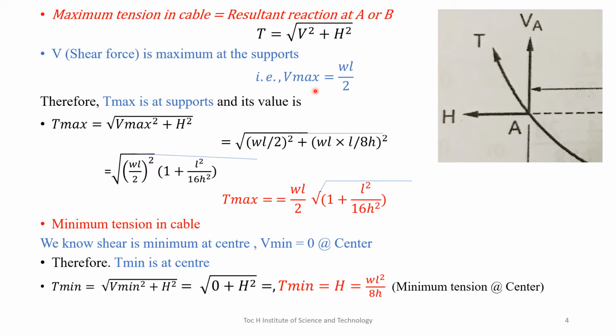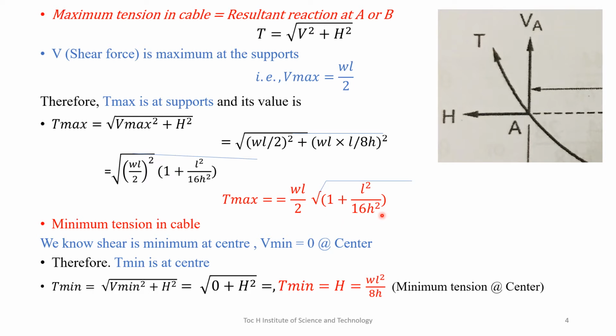Then if the span is symmetric, both the supports have equal shear, that is equal to wL by 2. Then the maximum tension is equal to the square root of (wL by 2) square plus H, the thrust value, that is (wL square by 8h) the whole square, which is equal to wL by 2 into the square root of 1 plus L square divided by 16 h square.